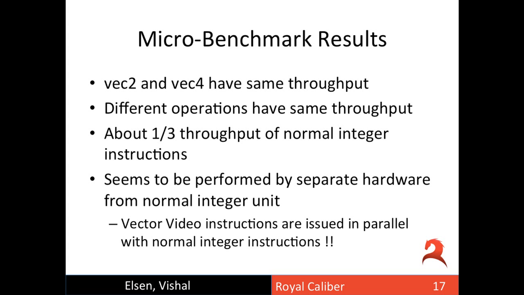which is a bit of a bummer, because when we first started this work, we thought we were going to get just boom, like 4x improvement, but it didn't end up working out like that. But in any case, they're about 1/3 the throughput. But the nice thing is that they seem to be performed by separate hardware from the normal integer unit. So it looks like you can actually dual issue normal integer instructions and these vector instructions at the same time to get some additional instruction level parallelism.